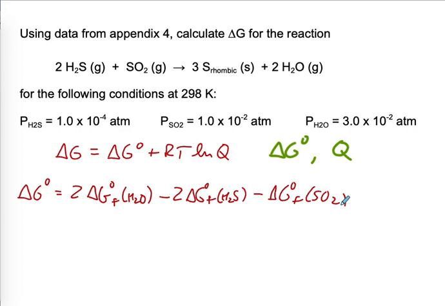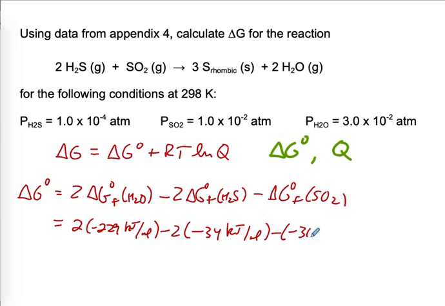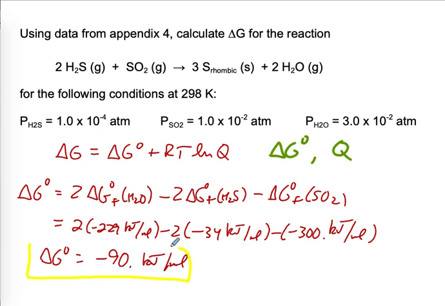I left out the standard free energy of rhombic sulfur because that is the element in its standard state. Plugging those in, I get 2 times negative 229 kilojoules per mole minus 2 times negative 34 kilojoules per mole minus negative 300 kilojoules per mole, or delta G naught equals negative 90 kilojoules per mole. So under standard conditions, this reaction is spontaneous because it has a negative value of delta G naught.